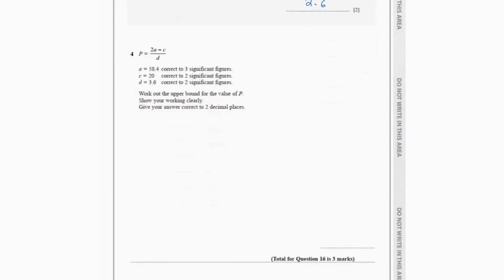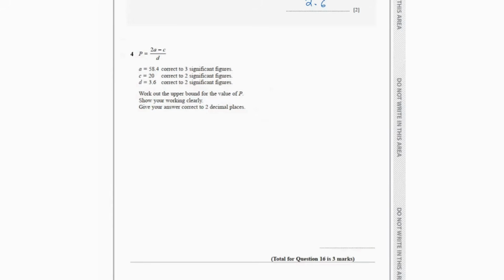Then upper bound and lower bound. That is a very popular question that always comes. I have taken a question that will focus on all of the concepts of upper bound that are the most confusing, which is finding the difference and division. So over here, we have an equation, P equals 2a minus c over d, where a is 58.4 correct to 3 significant figures, c is 20 correct to 2 significant figures, d is 3.6 correct to 2 significant figures. We have to work out the upper bound for the value of p, show your working clearly, and give your answer correct to 2 decimal places.